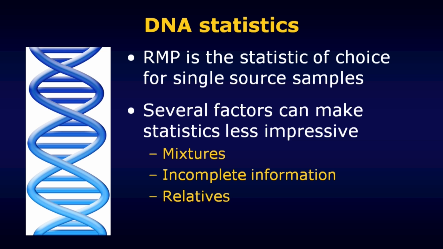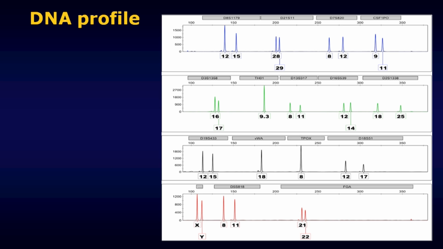In subsequent videos, we'll be talking about other problems such as incomplete information and problems associated with relatives of individuals being possible contributors to an evidence sample. But for now, let's focus on the issue of a mixed DNA profile sample. And I think the way to set that up is by first making sure that we're all clear about what an unmixed DNA profile sample looks like.